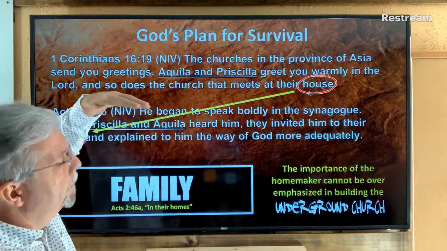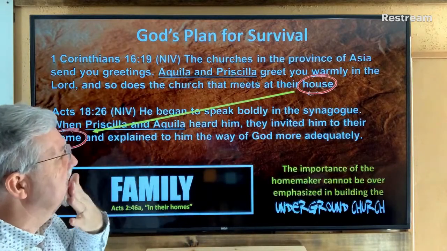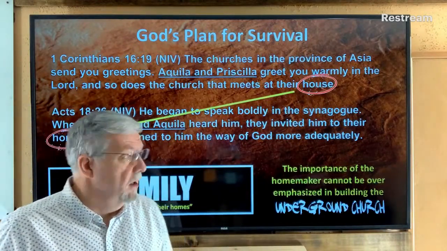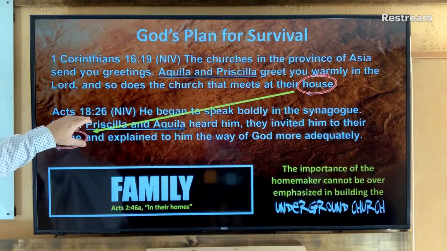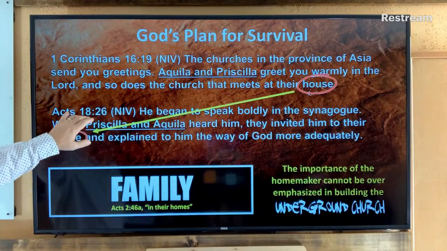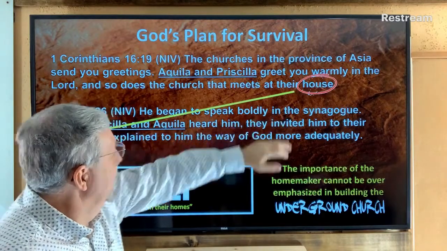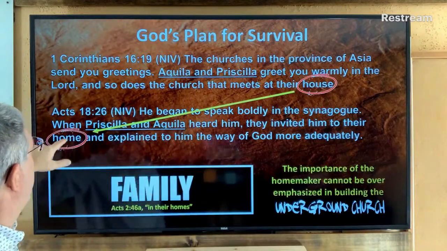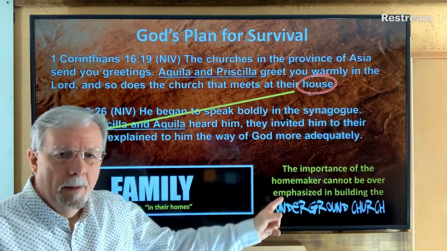And they are used by Paul as an example of wonderful things happening because they had a house church. They had folks that came into their home regularly. Then as you go to Acts chapter 18, it's going to talk about a fellow who is speaking a half-truth. He began to speak boldly, Apollos that is, in the synagogue. When Priscilla and Aquila heard him, they invited him into their home and explained to him the way of God more accurately. My point is this.